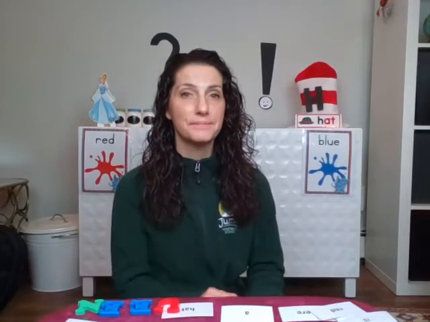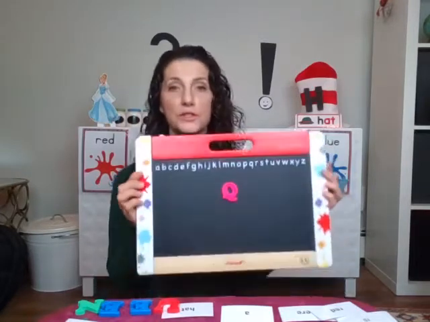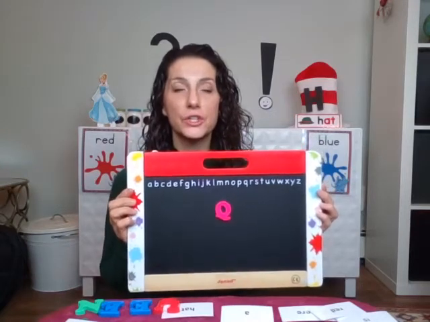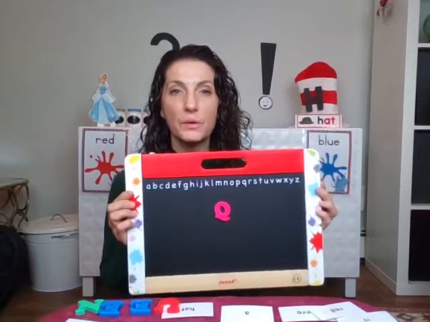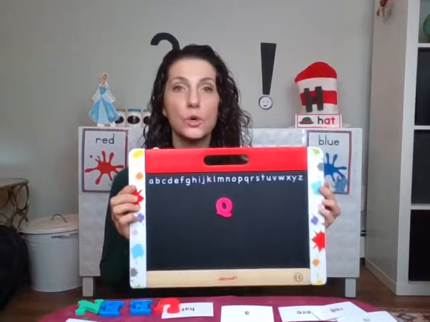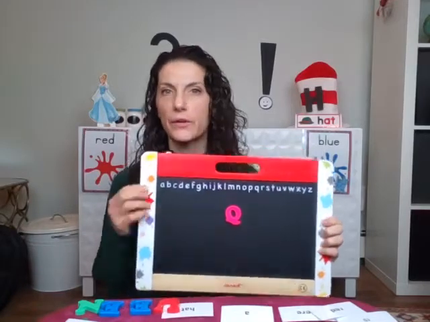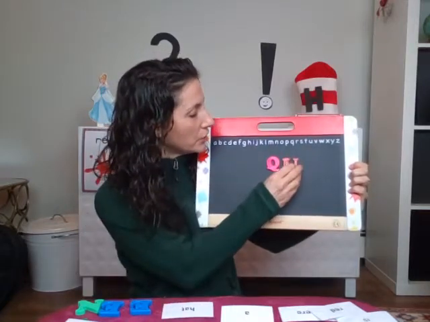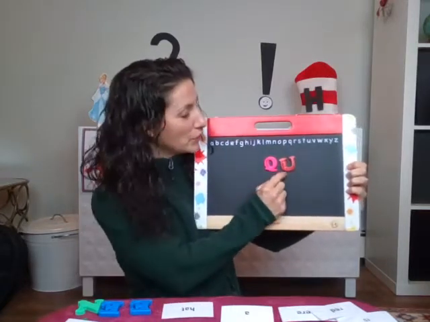Who remembers what the letter of the week is? We just learned a new one yesterday. It is Q, the letter Q. And the letter Q is always followed by another letter. Who remembers what it is? It's got a partner. They're always together. It's the letter Q. Q, U.